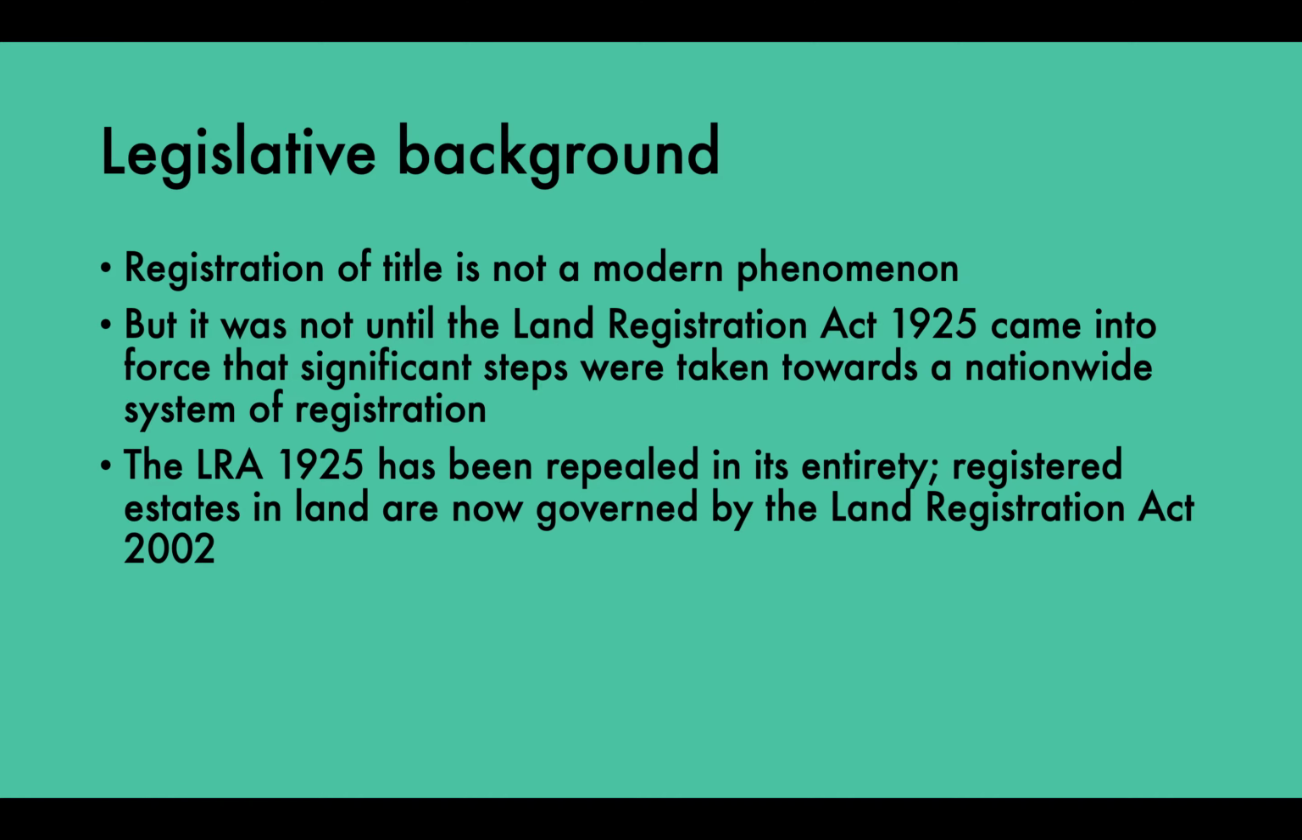Registration of title is not a modern phenomenon. In 1857, a royal commission was established that set itself the task of enabling owners to deal with land as easily as they can deal with things like chattels and stocks. Then the first legislation was enacted in 1862, and further statutes regarding registration of title were enacted in 1875 and 1897. But it was not until the Land Registration Act of 1925 came into force that significant steps were taken towards a nationwide system of registration.